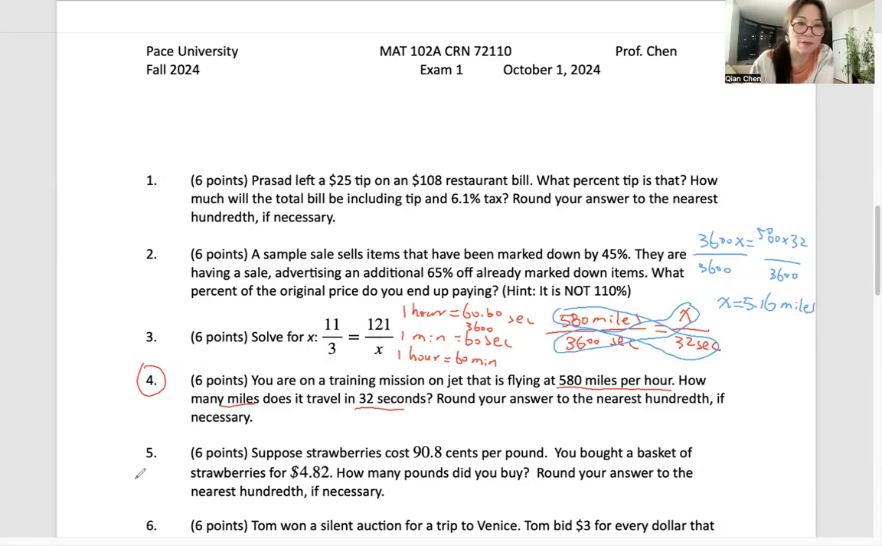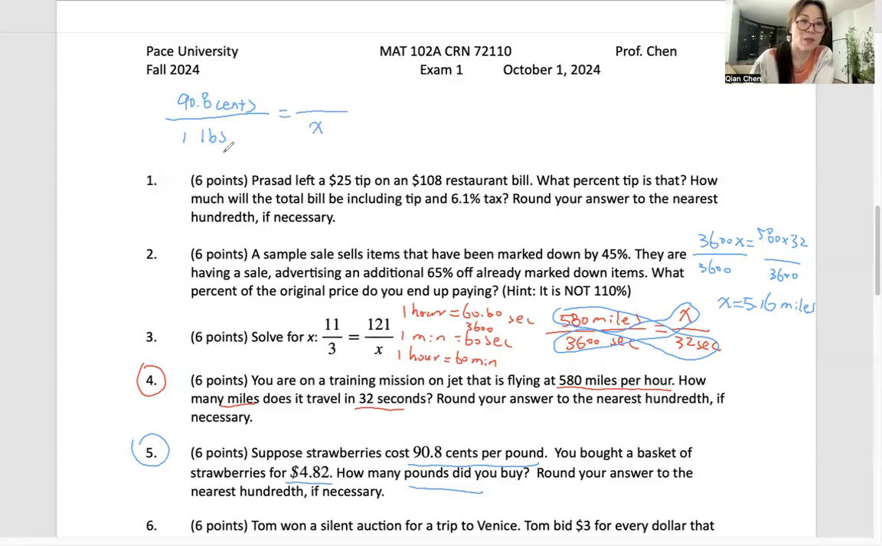Now let's see 5. Suppose strawberries cost 90.8 cents per pound. Again, unit rate. So 90.8 cents per 1 pound. Per pound means per 1 pound. You bought a basket of strawberries for $4.82. So the question is asking, how many pounds did you buy?